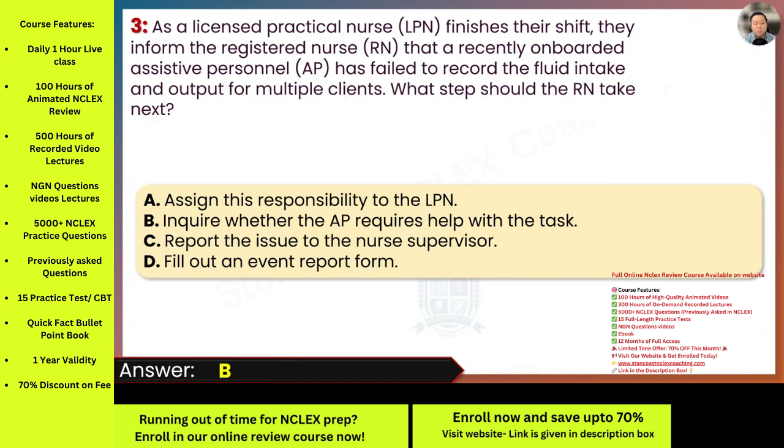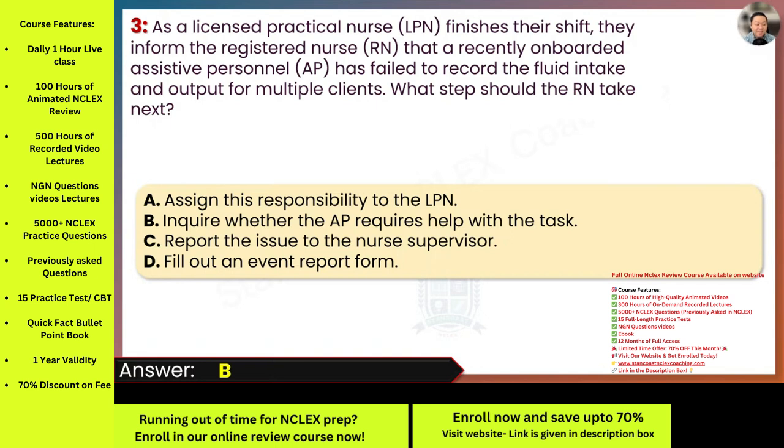Now, what about letter C? Why is this incorrect? This is basically not necessary, at least not yet, because the RN is in charge of managing the assistive personnel. And so if you're running to the supervisor too soon, it's going to make it look like the RN cannot handle basic delegation issues. And if the assistive personnel continues to neglect their duties after guidance, then it would be appropriate to report this one. And remember that good leadership means handling problems at your level first before you escalate.